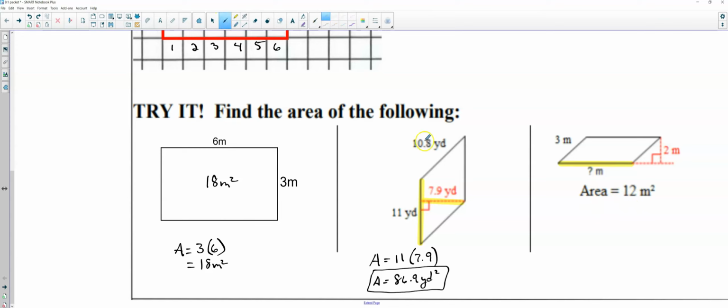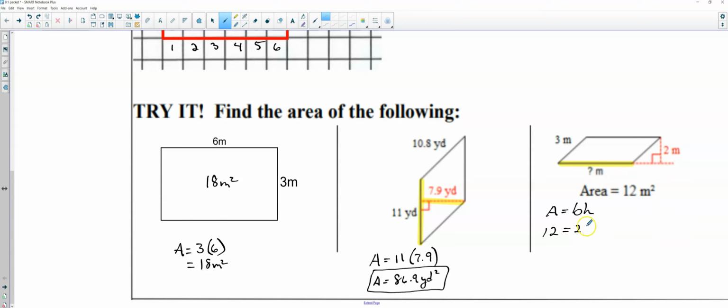So I'm going to use that. I'm going to use the formula area is equal to base times height. So I'm going to substitute the 12 for the area. I do not know the base. I know the height. The height is 2. And since I'm going to multiply, remember multiplication is commutative, so I could put the base first or the height first.